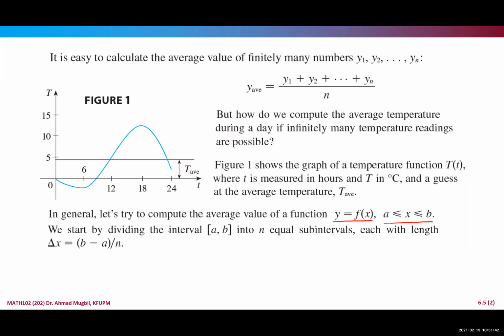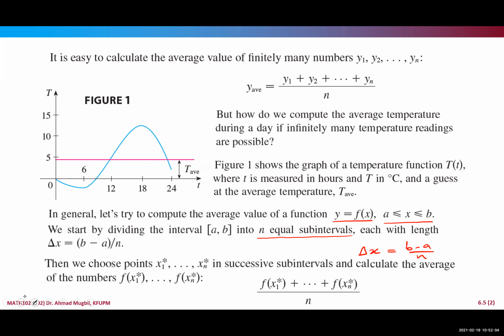We start by dividing this interval into n equal subintervals, the same way we did when we approximated the area or the volume. Each of these subintervals has length delta x equals b minus a over n. You know that. Now we choose sample points from each subinterval, and we calculate the average of the values of the function at these sample points.